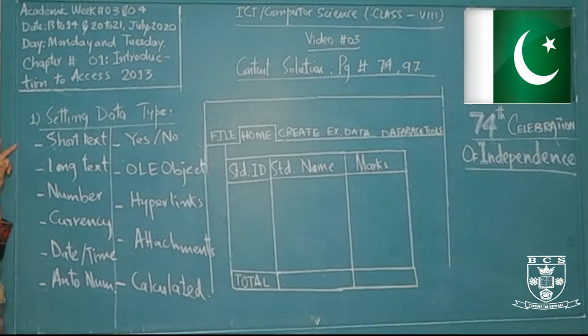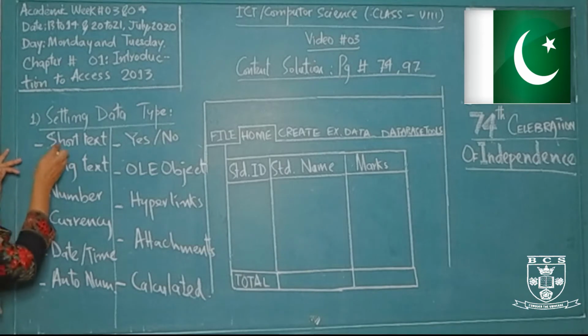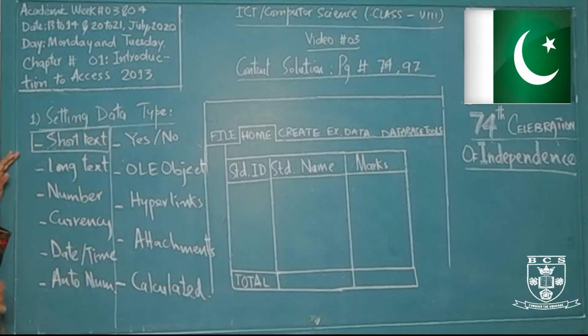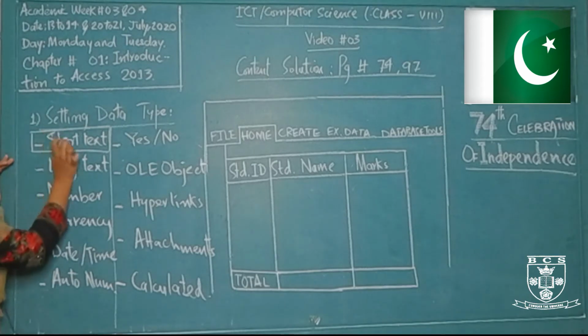So in the short text, we can store a short text that includes text or a combination of text or numbers, and it may store up to 255 characters. For example, if I want to store the name, the addresses, the contact numbers, the email addresses, I will use this category of data type, that is short text, in the field where I want to enter such particular data.